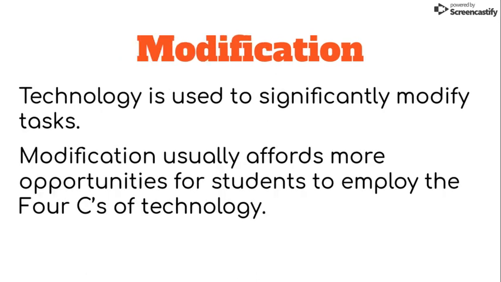The next level is modification, and in this stage, technology is being used to significantly modify a task. Usually during this stage, you're giving students more opportunities to employ the 4 C's of technology, 21st century skills. They're having more opportunities to collaborate, to communicate, to be creative, and to critically think. Some examples of that could be cloud-based technology, so students using Google Docs to jointly create and collaborate together and construct their own knowledge.